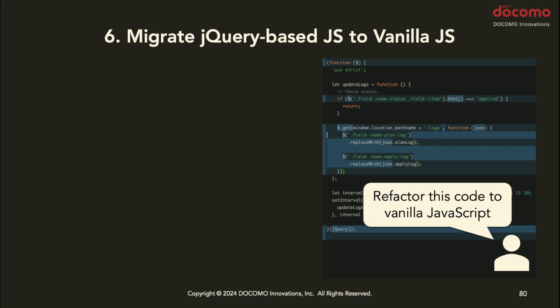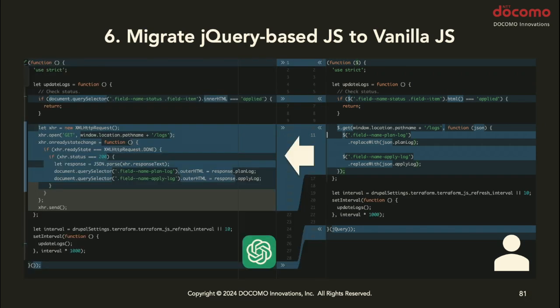So we need to update our code in the Cloud Australia project as well. On the right is the original code using jQuery, and on the left is the modernized version by ChatGPT.